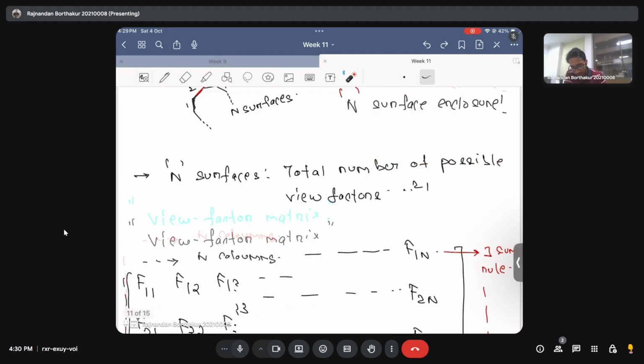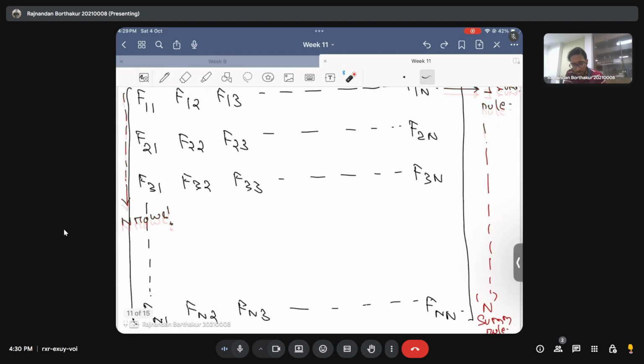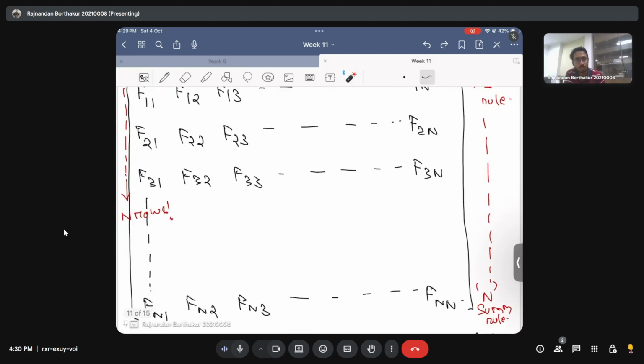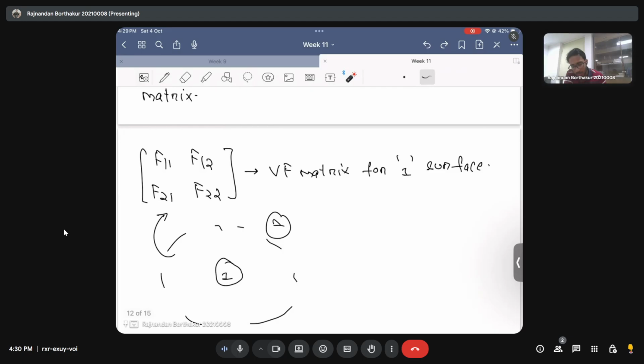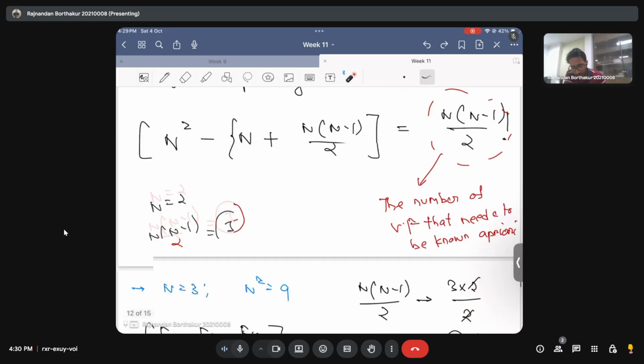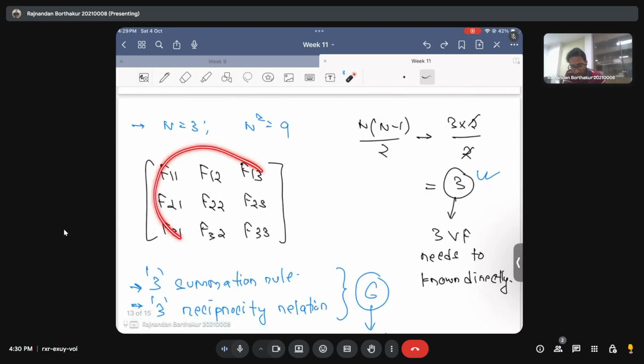And thereafter we formed something which is known as the view factor matrix, which stores the entire information of the individual view factors that can be possible for any generic n surface. And we also saw the individual cases of a two surface and a three surface scenario, and formed the view factor matrix for these surfaces.